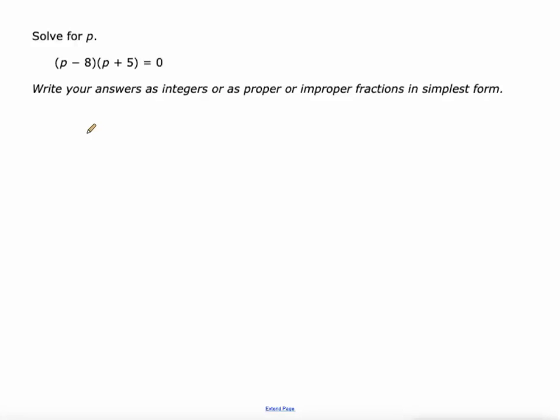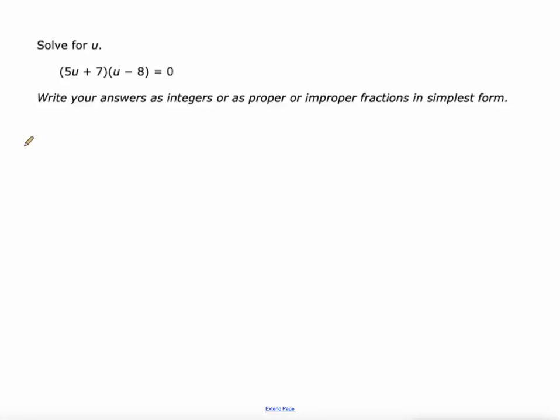So let's do it again. p minus 8 times p plus 5 equals 0. That means p either equals 8 or it equals -5. It's just that simple. Because 8 minus 8 is 0, and 0 times anything is 0. And -5 plus 5 is 0, and 0 times whatever this is over here would still be 0. All right, they get a little bit tougher.